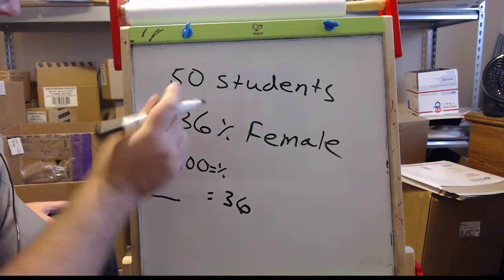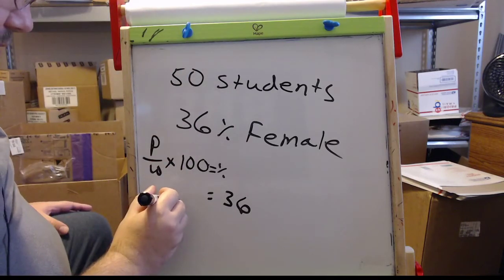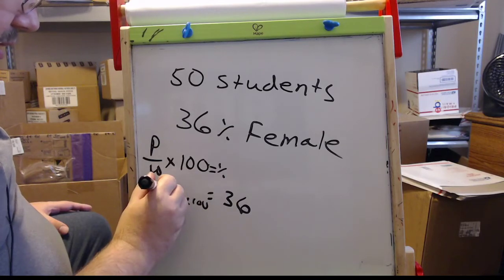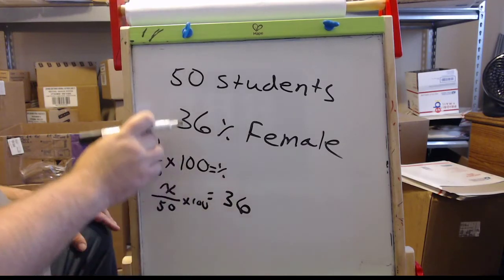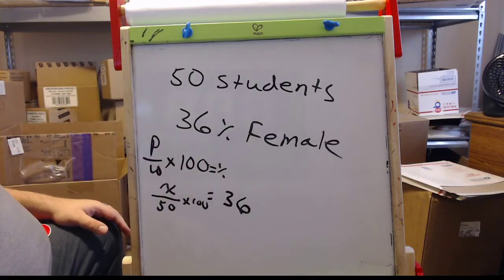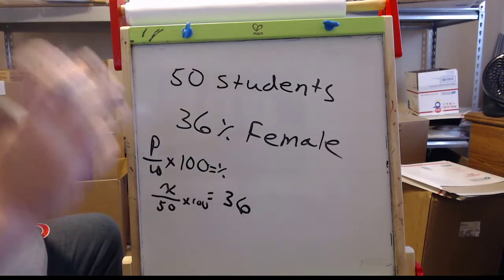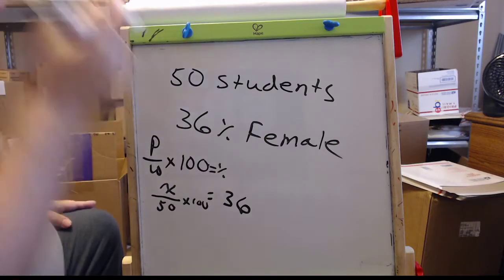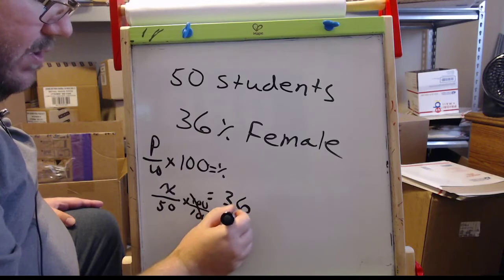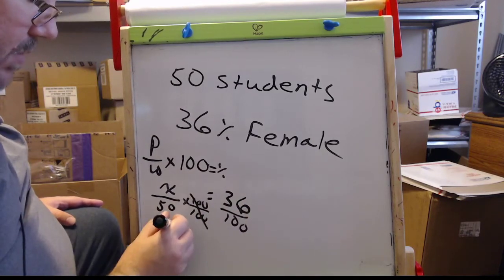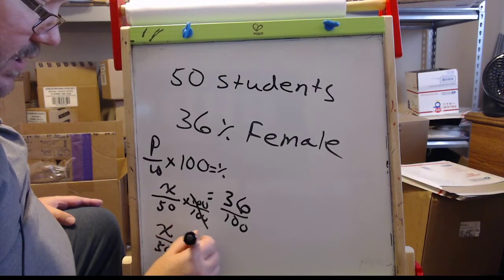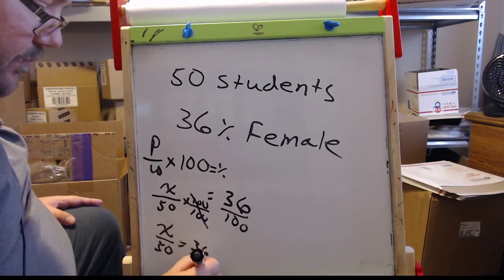Now we're going to do a little algebra here. So W is 50. I know there's a times 100 here. I don't know what the part is, female students. Call it a variable. I'm going to call it X. Okay, now to solve this, divide each side by 100. So that cancels out. I'm left with X over 50 equals 36 over 100.